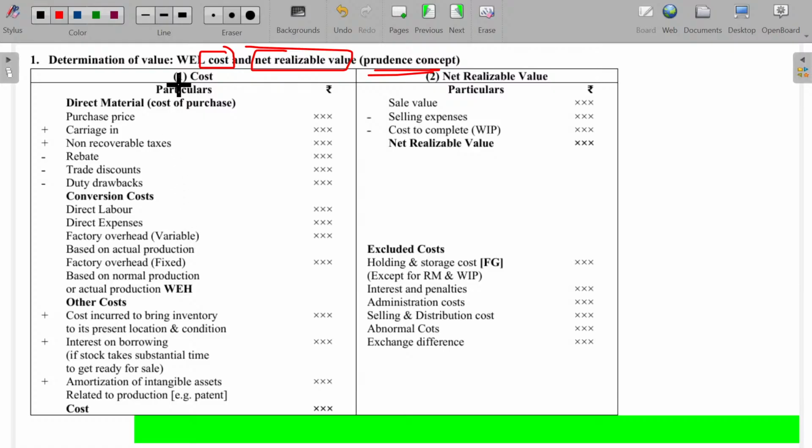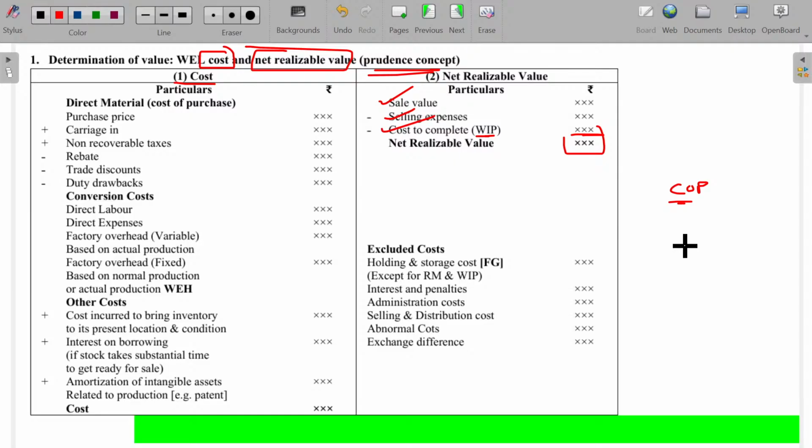So cost, that you know. NRV is sale value minus selling expenses. In case of work in progress, you have to subtract the cost of further processing. This is called NRV in case of sale value. In case of cost of production up to the factory gate, the manufacturing account, you might have studied it in the final accounts at your foundation level.